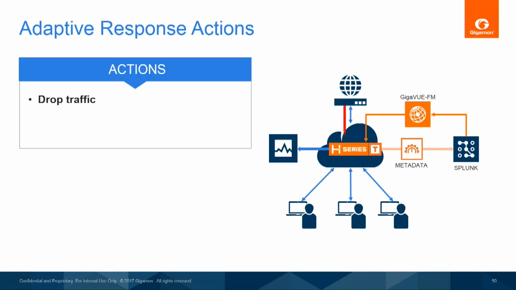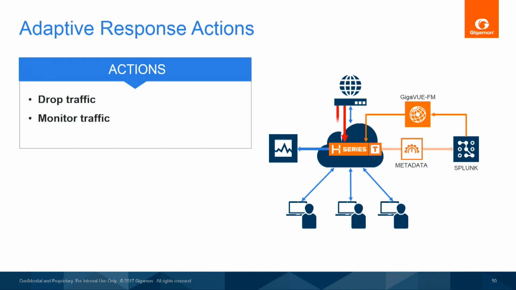Let's look at the actions we support today on this app. We have drop traffic. Gigamon's inline capability provides the administrator the ability to drop the traffic right on the Gigamon visibility node. Here, we could use Splunk to identify rogue services or servers, and then instruct Gigamon FM to add a drop rule on the GigaVUE visibility node, so we could drop the malicious traffic right on our box.